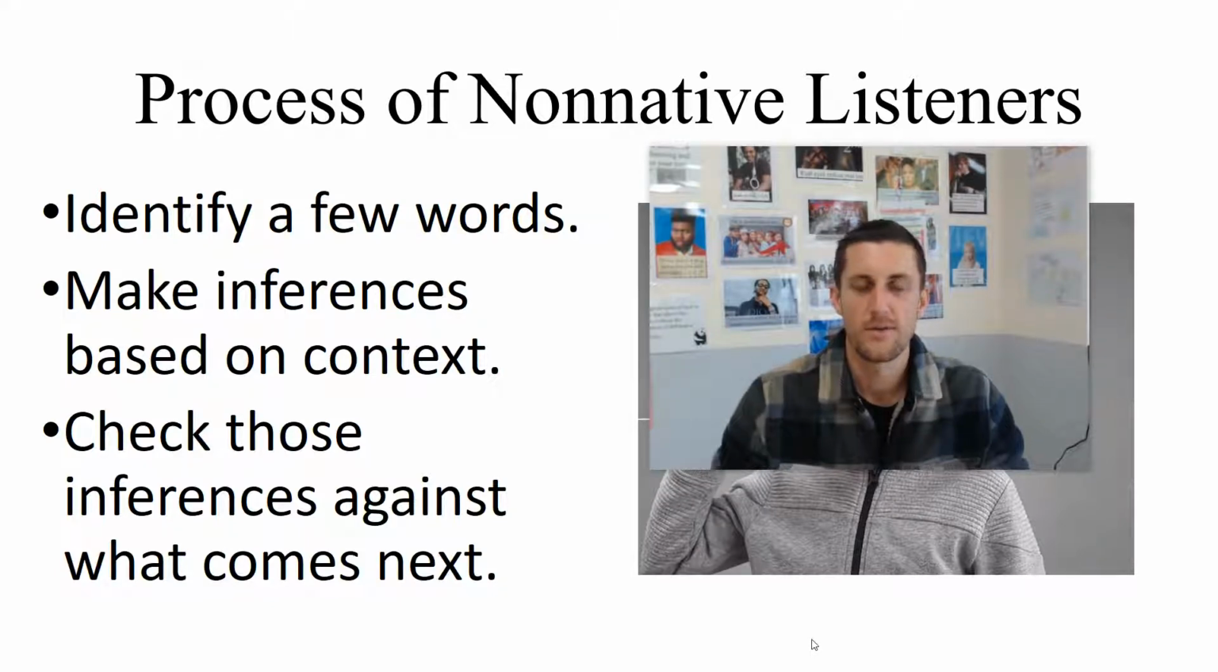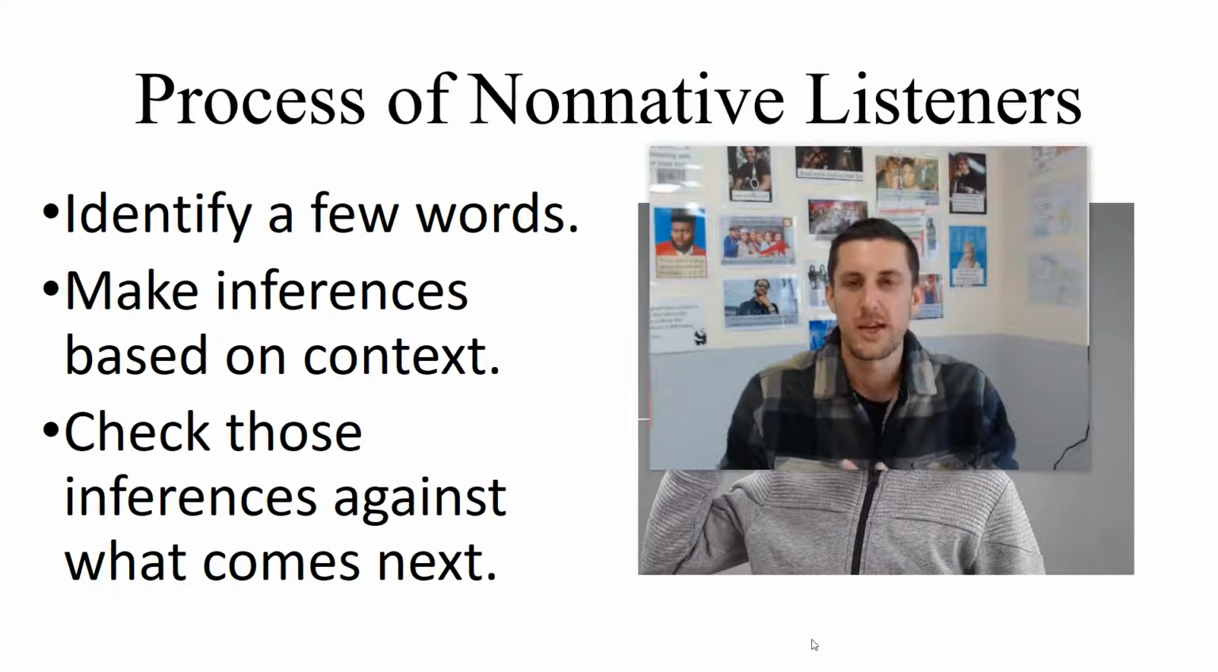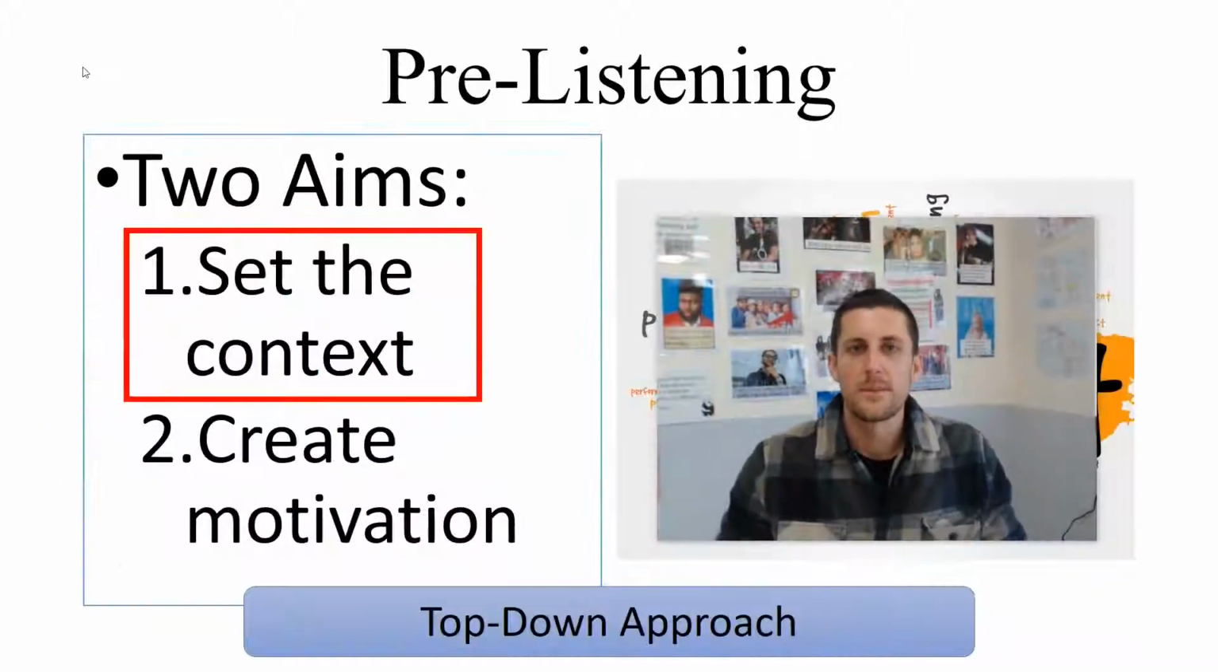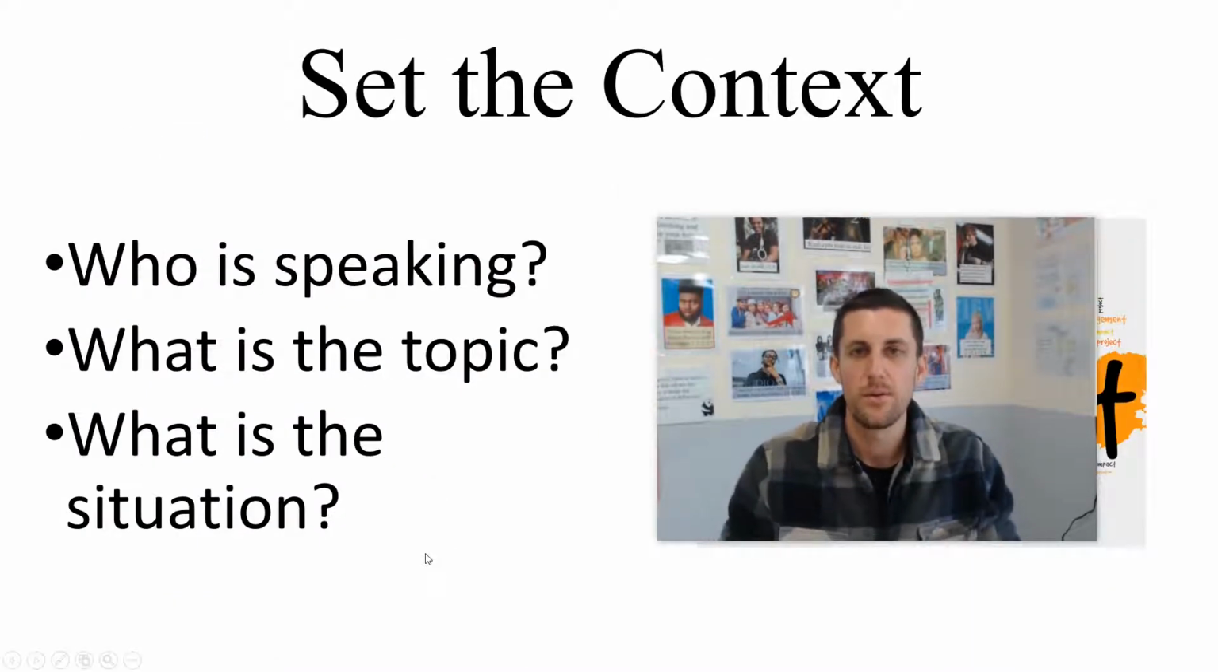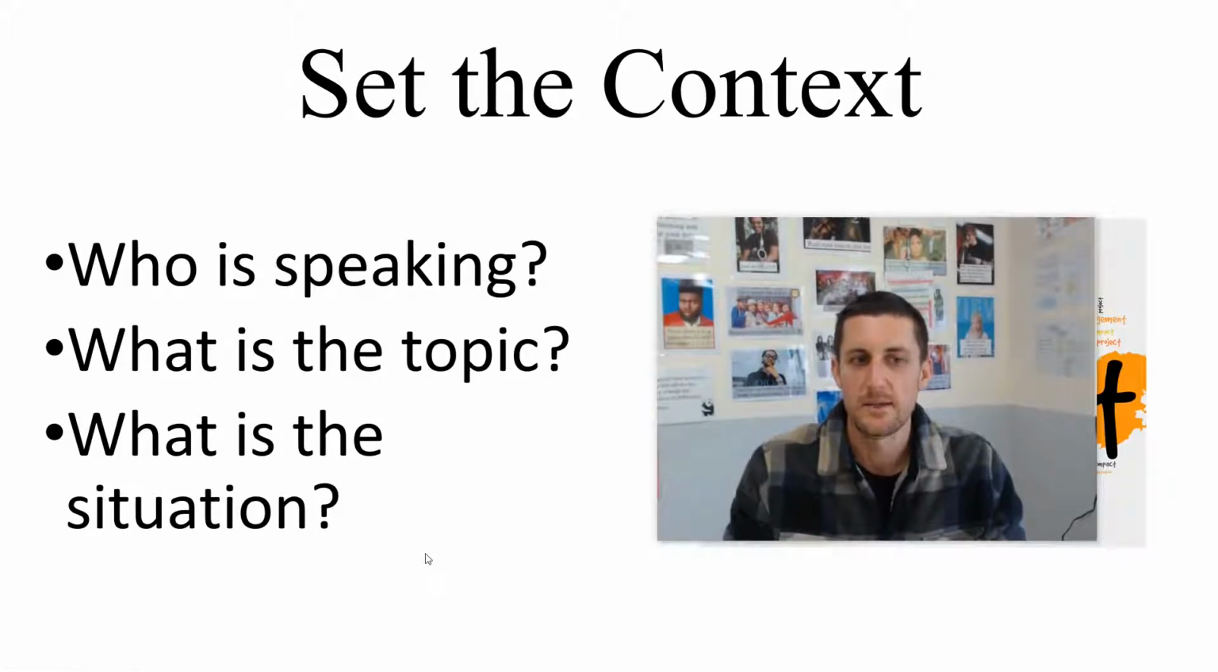It's rare. For the most part, we, even as native listeners, are listening for keywords, understanding those keywords in a given context, and then checking our assumptions based on what follows in the interaction. So, in a top down approach for pre listening, it is important to set the context. For example, who is speaking in this listening text? What is the topic? And what is the situation that is going on?